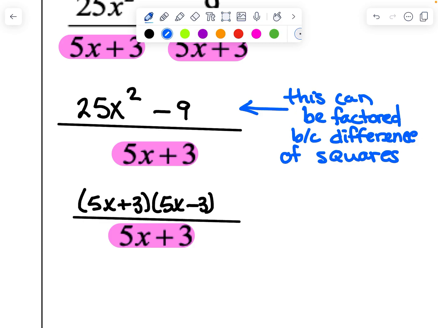But now I'm going to reduce, and this will reduce this. And so my answer is very simply 5x minus 3. And that is it, my friends. Don't make it more than that.